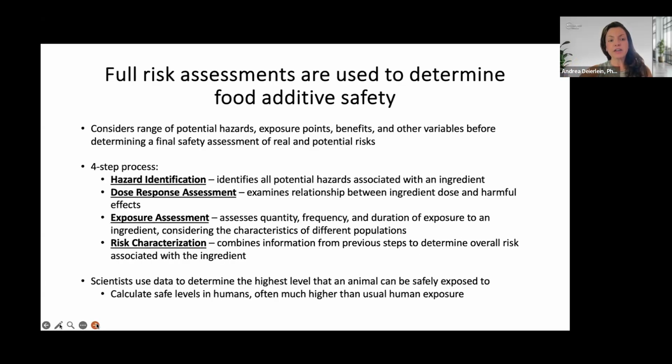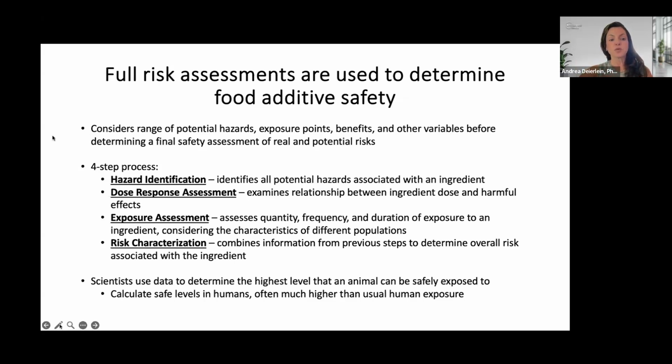So for food additives, they should undergo a full risk assessment. So again, this would be considering the different potential hazards that might be associated with it, the different exposure points, so the amount of exposures that we might have, any sort of benefits, as well as any other variables that might be considered for determining that final safety assessment.